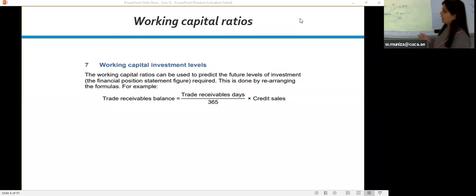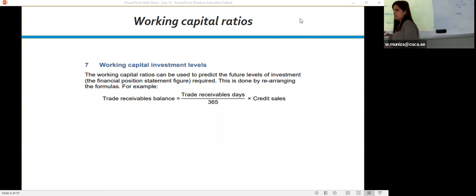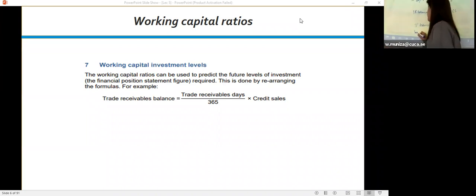The same is going to happen in the case of trade payable balances as well. We are just going to rearrange the formula. The same applies to the inventory balance as well. So these balances will tell us the amount of the working capital investment. And how are we going to calculate the working capital investment? By using the same formula we used in the cash operating cycle. What was that? Trade receivables plus inventory minus trade payables.